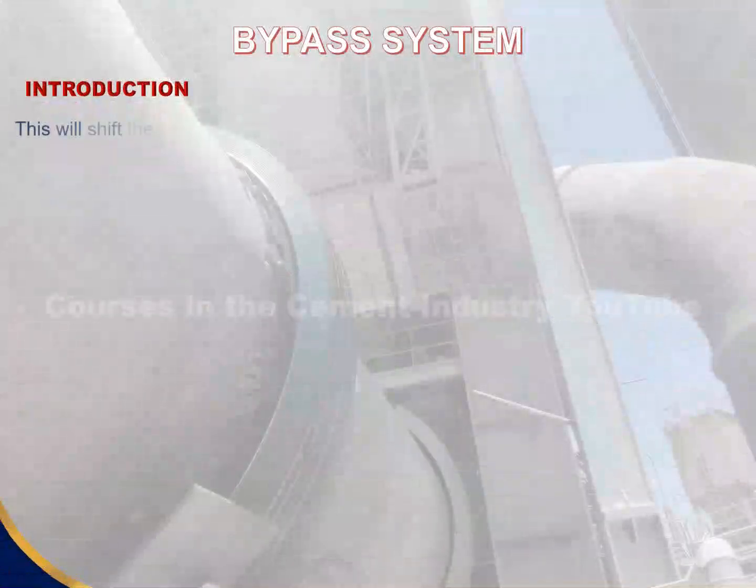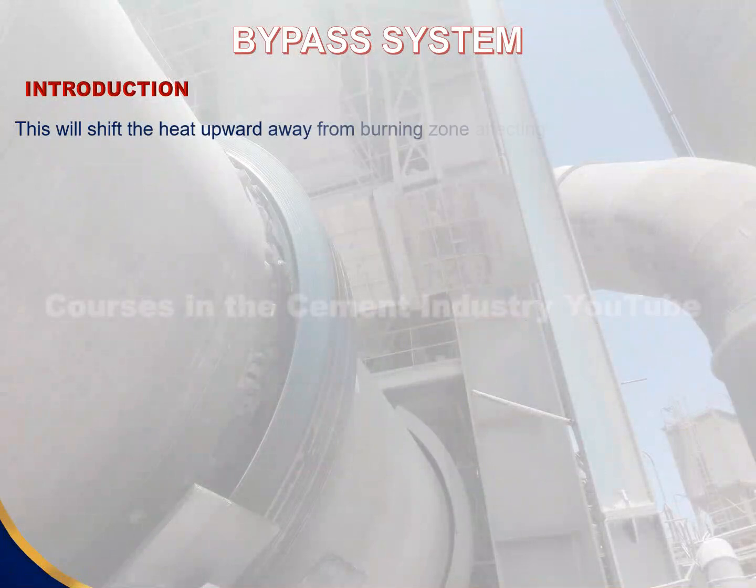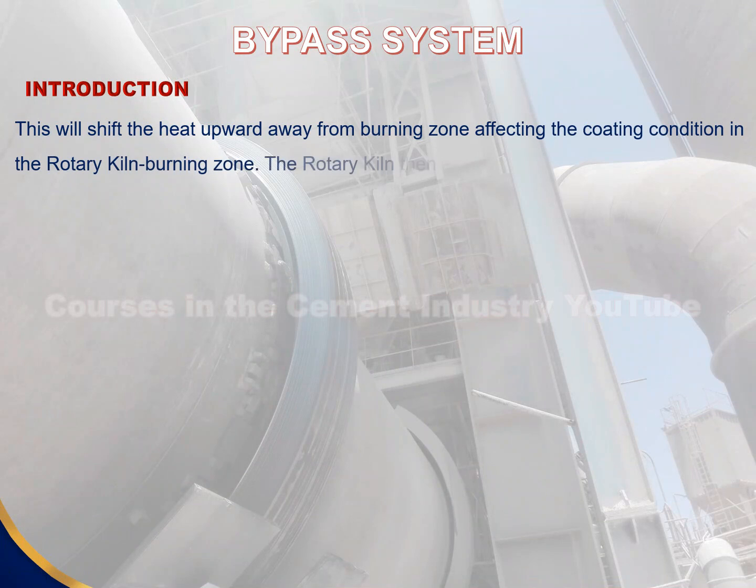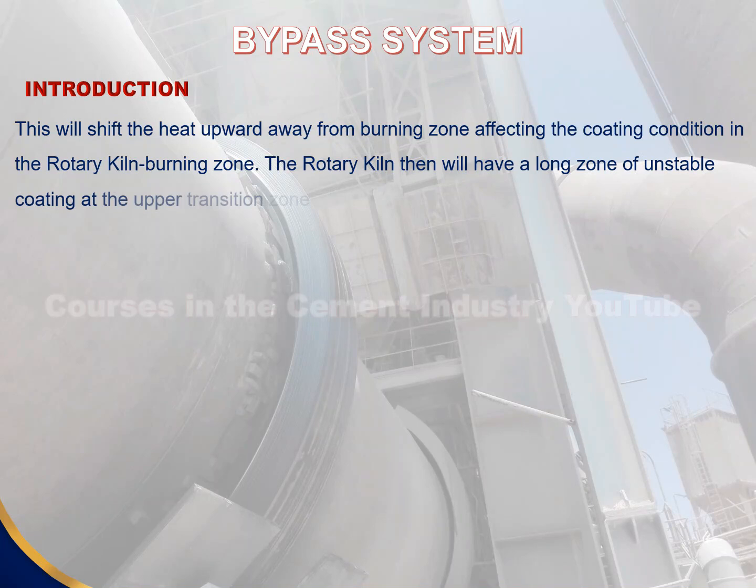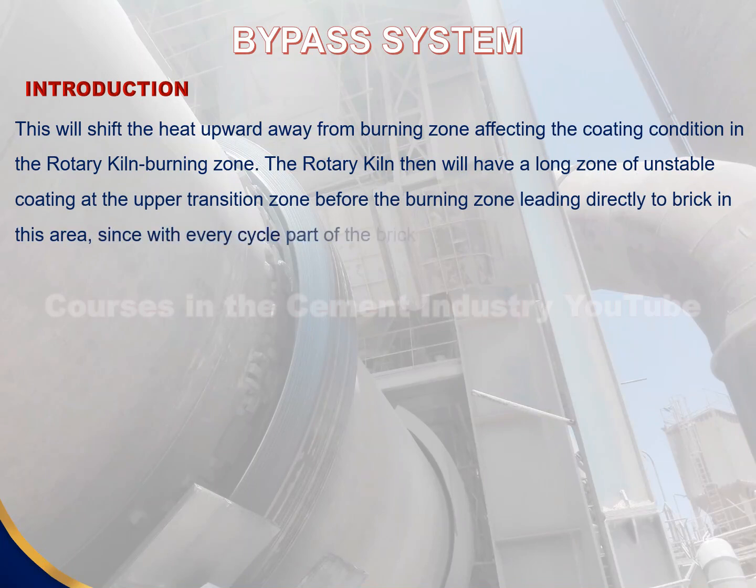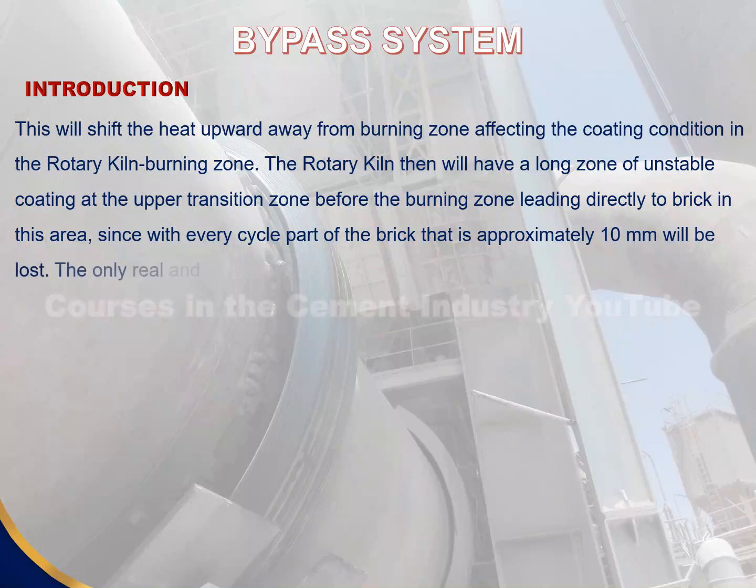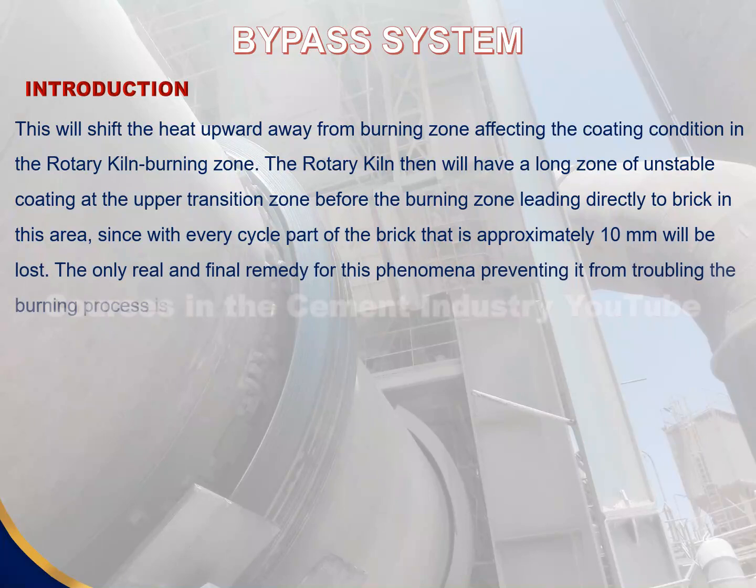This will shift the heat upward away from the burning zone, affecting the coating condition in the rotary kiln burning zone. The rotary kiln then will have a long zone of unstable coating at the upper transition zone before the burning zone, leading directly to brick loss in this area, since with every cycle part of the brick, approximately 10 mm, will be lost. The only real and final remedy for this phenomenon, preventing it from troubling the burning process, is to install a bypass system.